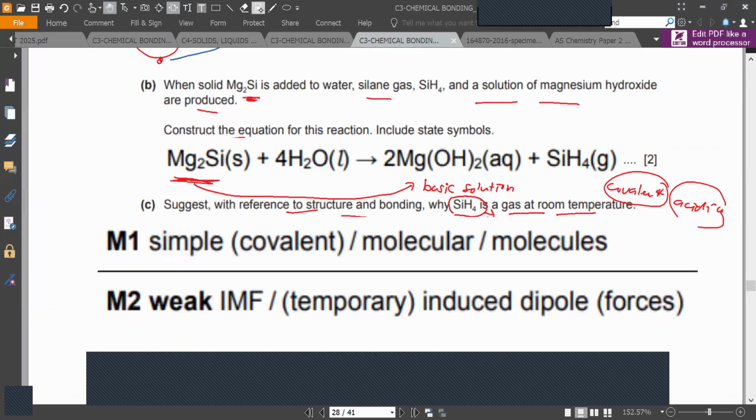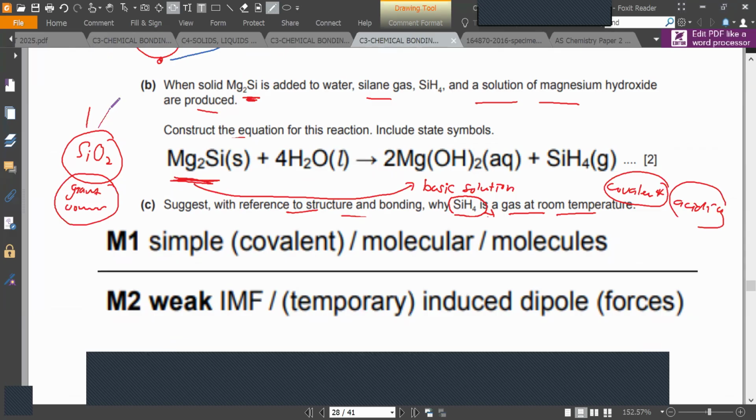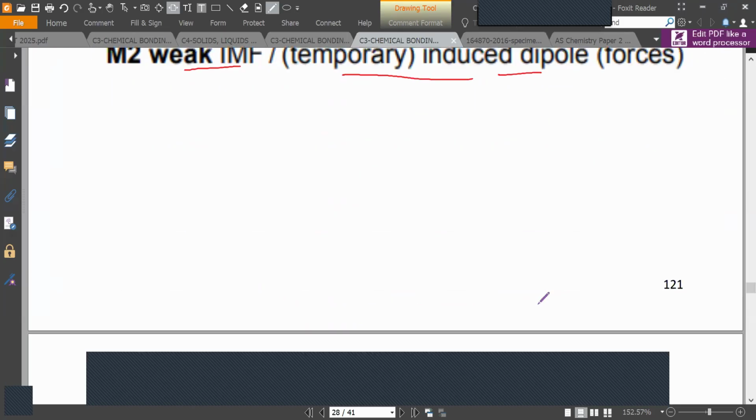For example, SiO2, this one is giant covalent. So giant covalent will have a high melting point, high boiling point. This one is the gas at room temperature, low boiling point, because it's a simple covalent compound with weak intermolecular forces, temporary dipole, induced dipole. So that's why it has a low boiling point.